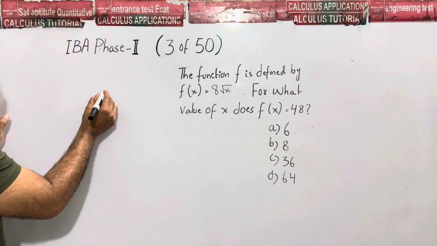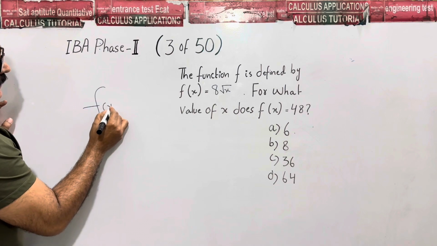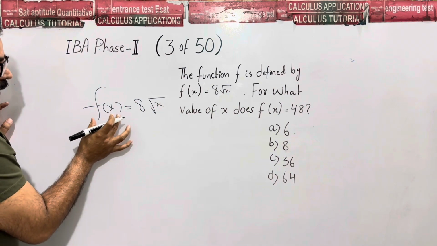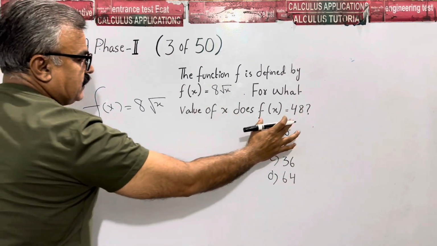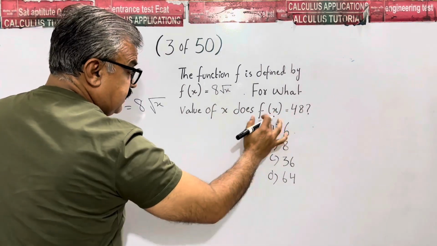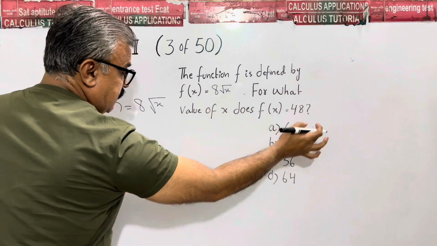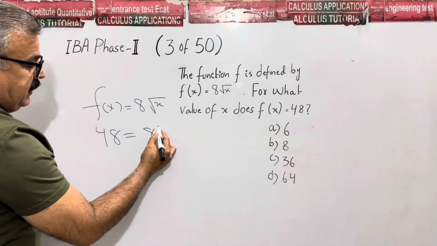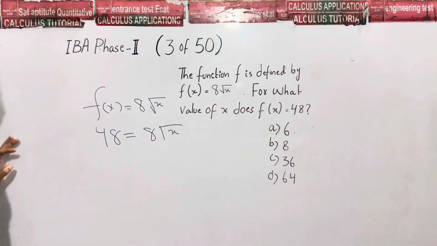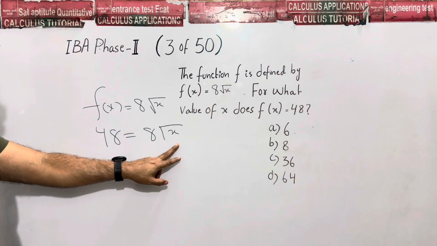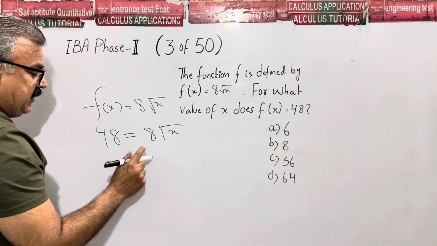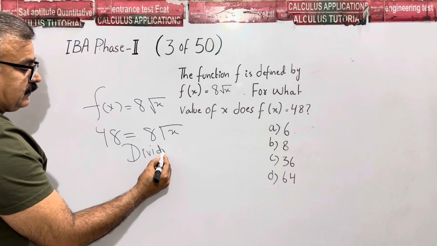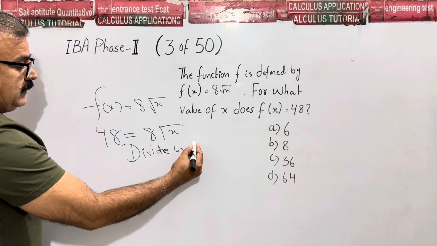We have given f of x is equal to 8 times root x. F of x is given to us. It's 48. F of x is 48, not x. So 48 is equal to 8 times root x. We are interested in x, so we have to get rid of this 8. Divide by 8 both sides.